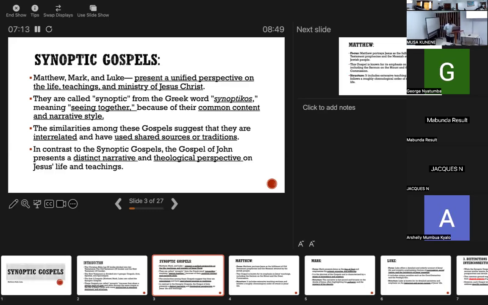Now, in contrast to the synoptic Gospels, we have the Gospel of John, as you are already aware, which is not in the same class because John tends to present a distinct narrative and theological perspective on Jesus' life and teachings. His perspective seems to be quite distinct and different from the perspectives of the three that we call synoptic Gospels.